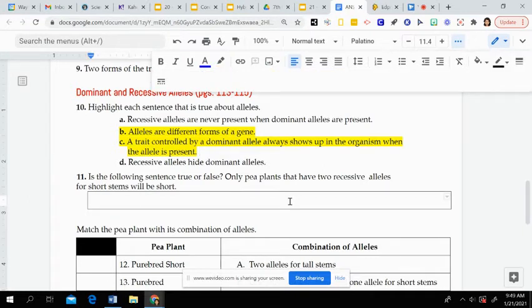So, is the following sentence true or false? Only pea plants that have 2 recessive alleles for short stems will be short. This would be true because if both of those alleles are recessive, then you're going to have a short stem. If it has one allele that's recessive and one allele that's dominant, that dominant allele is going to hide the recessive allele, and so you're going to have a tall stem.